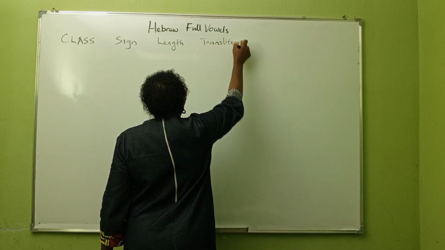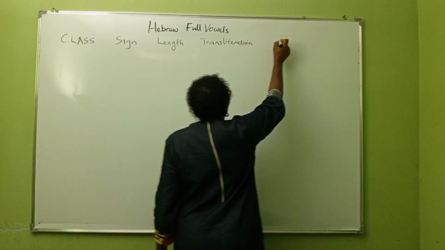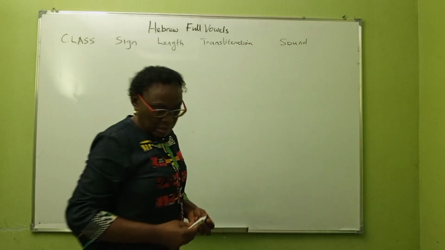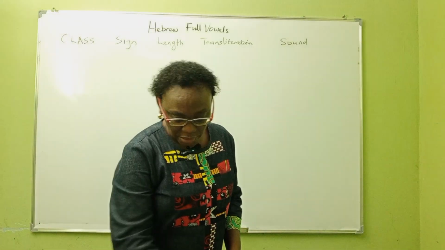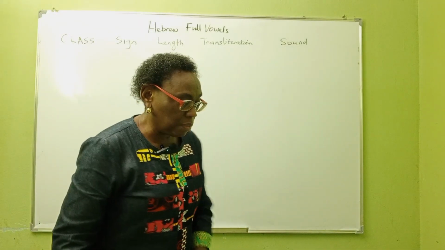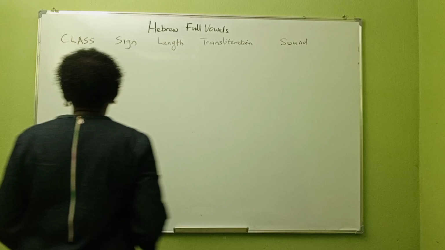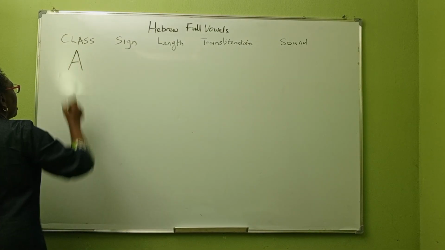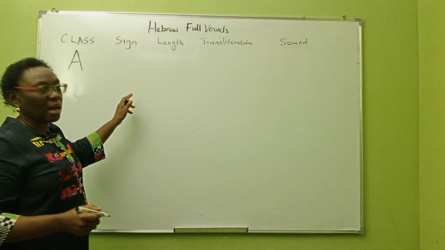Transliteration. And then what is the sound of that vowel? Sound. I think these are the categories. If there's anyone I left out, I will pick it up later. So let's look at the class R. We have class R.